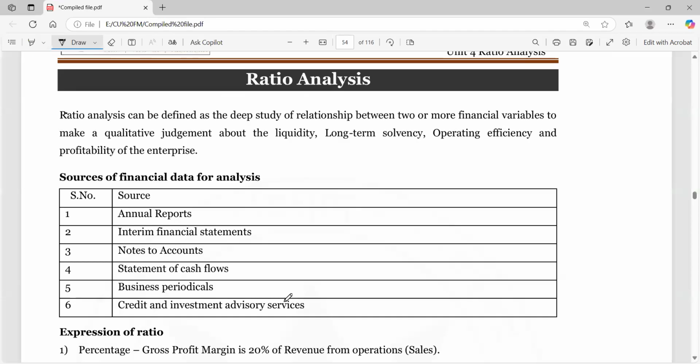In your exams, mostly they will not ask you to calculate the ratios. Instead, ratios will be directly given in the question. The requirement of the question will be to prepare income statement and balance sheet, right?